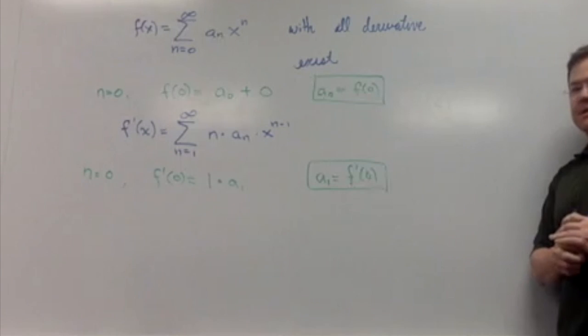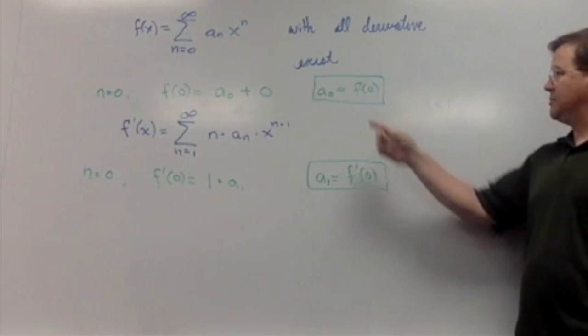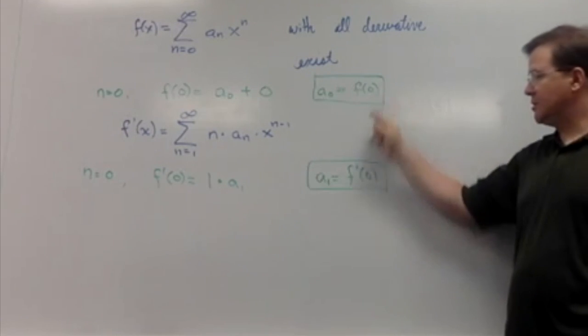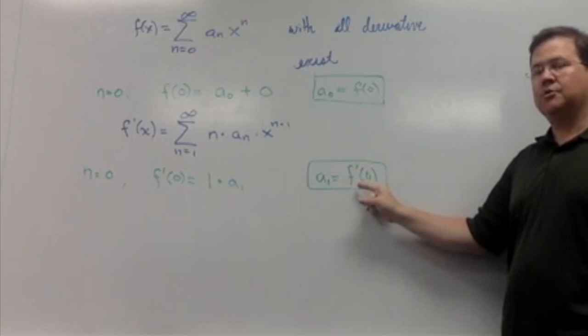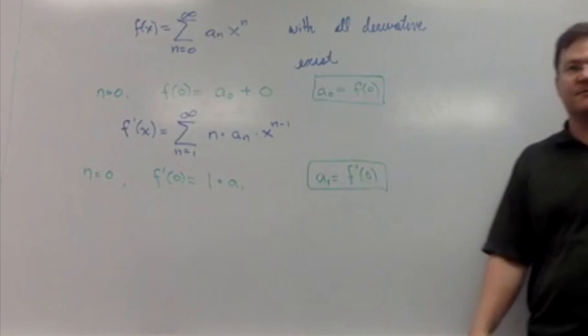So I think it's safe to say that whatever function you're thinking of, if it has a power series, the first term is just that function evaluated at 0, and the second term is just the derivative of that function evaluated at 0, and that's the number that goes in front of the x.